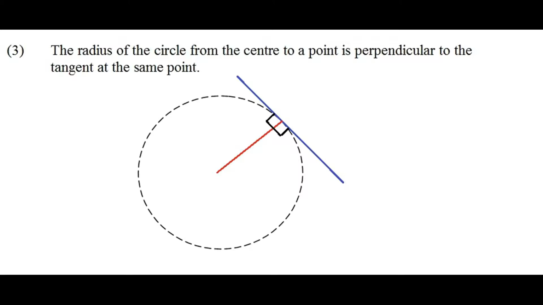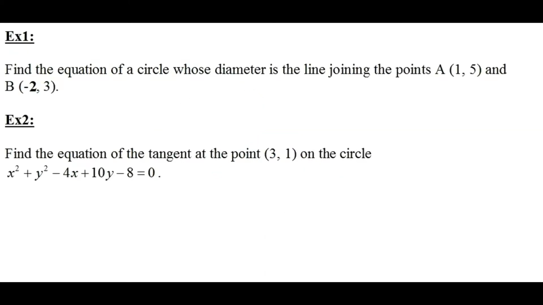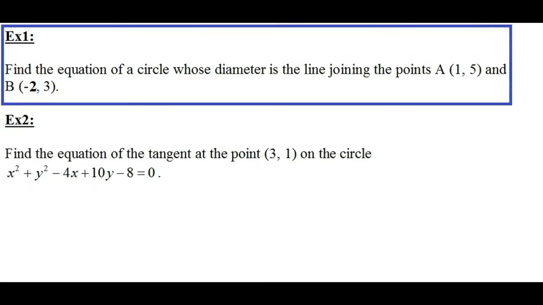Now, moving on to some examples. So, in these examples, we may need to use one of these three properties. So, example number one reads, find the equation of the circle whose diameter is the line joining the points with coordinates A, 1, 5 and B, minus 2, 3. So let's have a go at this example. Let's think about what property we're going to be using to solve it. So back to the paper and pen.